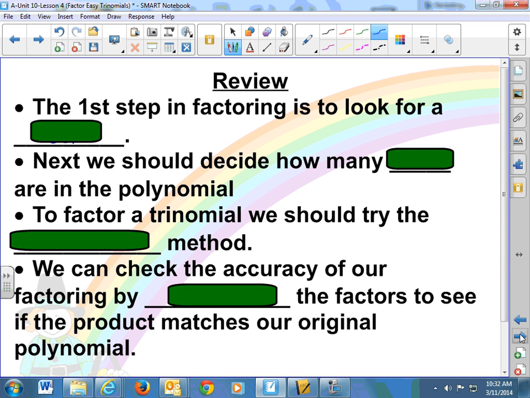Now, to review, the first step in factoring is to always look for a GCF. Next, we should decide how many terms are in the polynomial. To factor a trinomial, we should try the sum product method. We can check the accuracy of our factoring by multiplying the factors to see if the product matches our original polynomial.